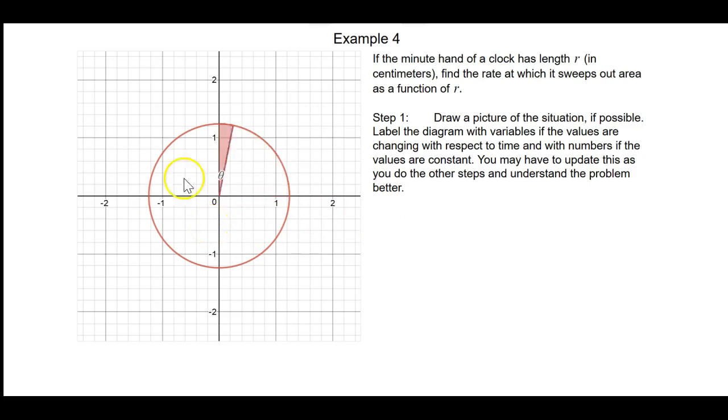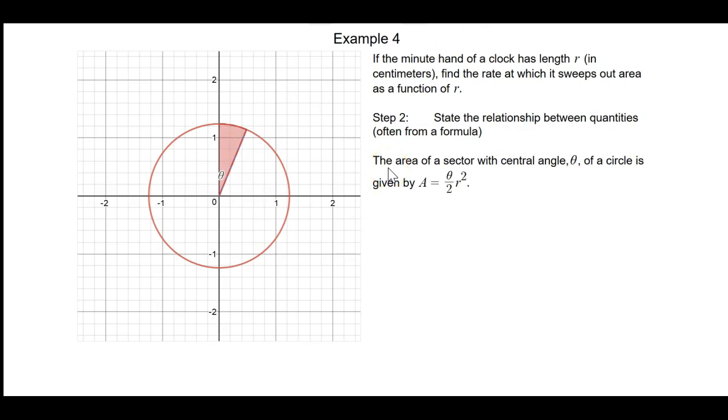If you draw a picture of the situation, what you're thinking of is the area of the sector of a circle and how that's changing as the minute hand moves along the circle. So remember the area of the sector of a circle with central angle theta is theta over 2 times r squared. You can think of this as a generalization of the area of a circle, which is pi r squared, since the central angle of a circle is 2 pi. So there's our relationship. There's step 2.